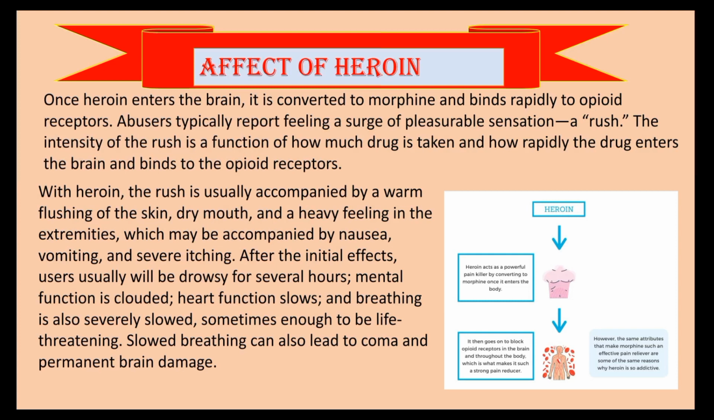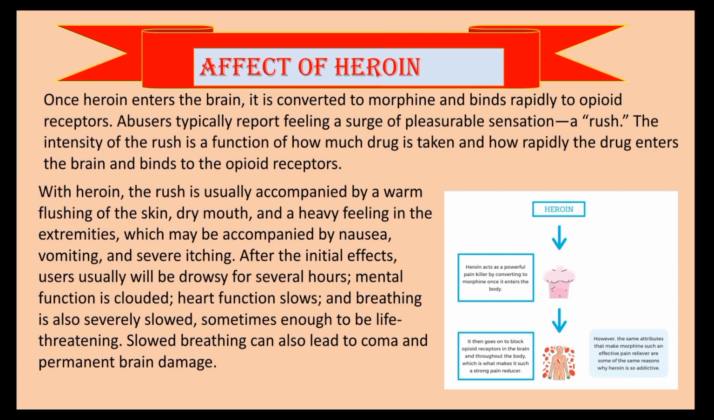Users report feeling a surge of pleasurable sensation, a rush. The intensity of the rush is a function of how much drug is taken and how rapidly the drug enters the brain and binds to the opioid receptors. With heroin, the rush is usually accompanied by a warm flushing of the skin, dry mouth, and heavy feelings in the extremities, and sometimes nausea, vomiting, and itching.